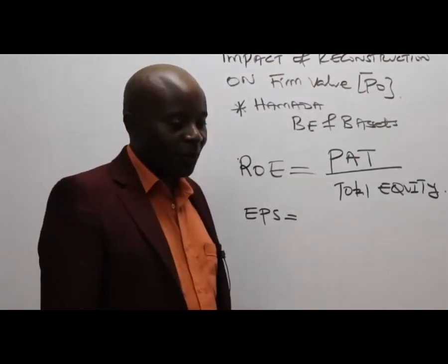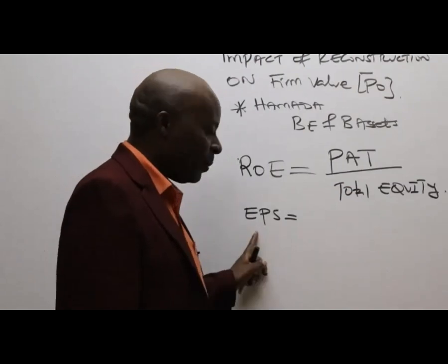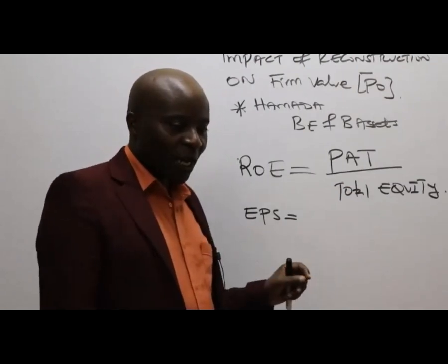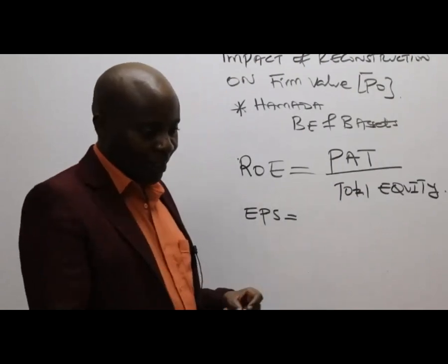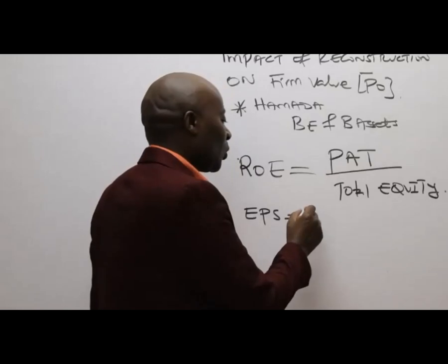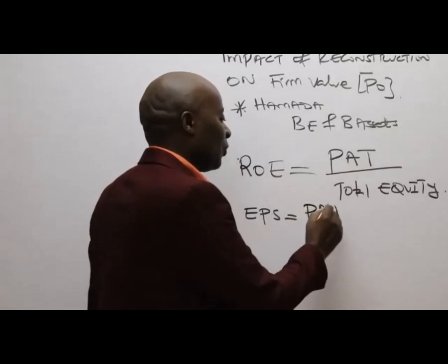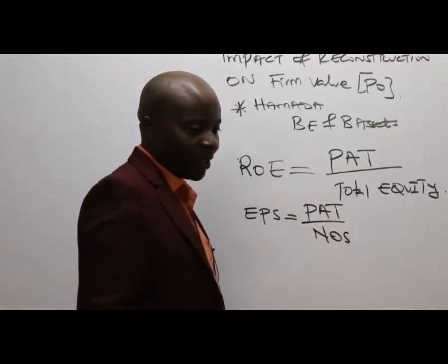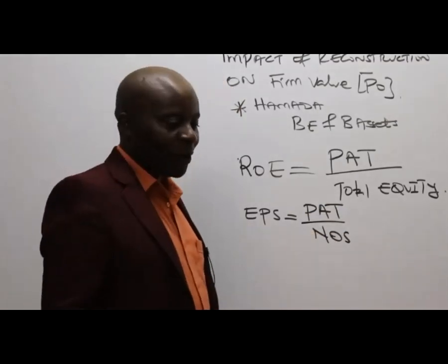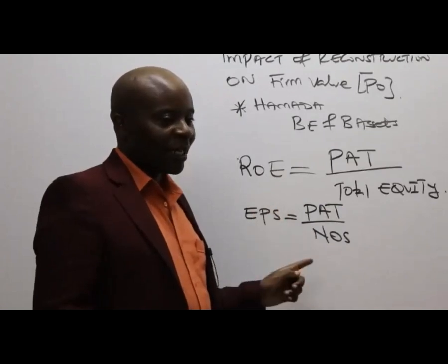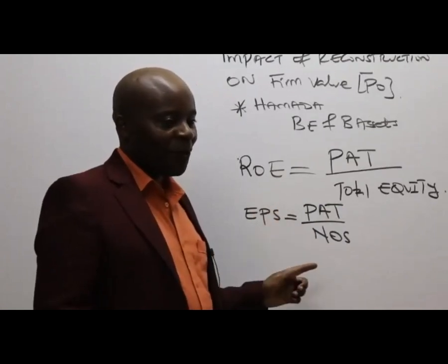So I can see Dennis giving me a wrong answer. EPS, earnings per share, will be total earnings over the number of shares, isn't it? Basically, the total earnings in our case here will be the profit after tax all over the number of ordinary shares. So I would want to get the profit after tax.